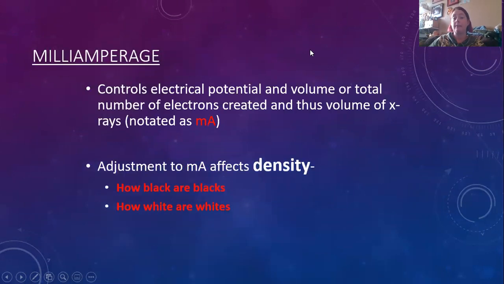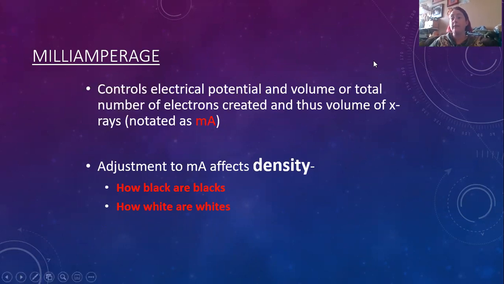Next up is milliamperage, or MA. And this is only a piece of the next factor that we set on our machine, MAS. So MA is going to be the controlling of the electrical potential and volume, or basically how many electrons we send across. So this is written as MA, and this is going to be the primary controller of density. How black are our blacks? How white are our whites?